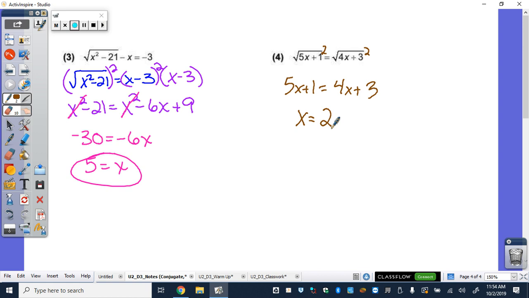5 times 2 plus 1 is square root of 11. 4 times 2 plus 3, is that 11 also? Yep. So radical 11 equals radical 11. That checks out. So x equals 2.